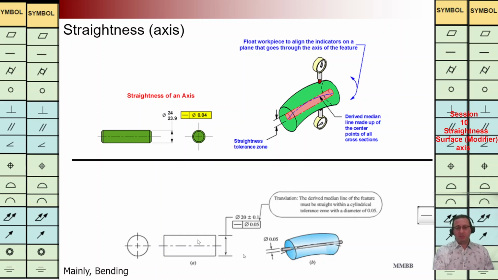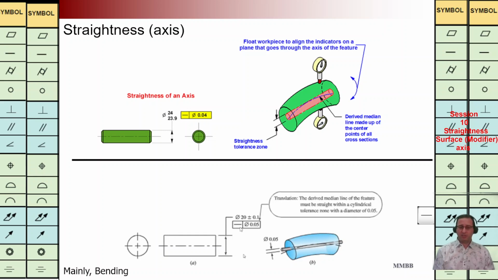In the second example, it's connected to the dimension. It means we are going to talk about the axis of the pin. We are going to have a cylinder with a diameter of 0.05, and the axis of the pin can be changed within this cylinder.